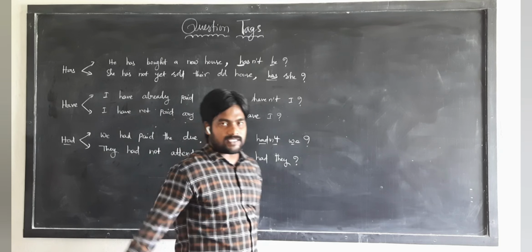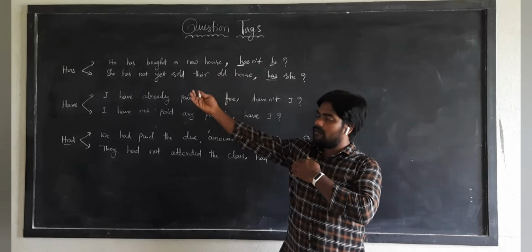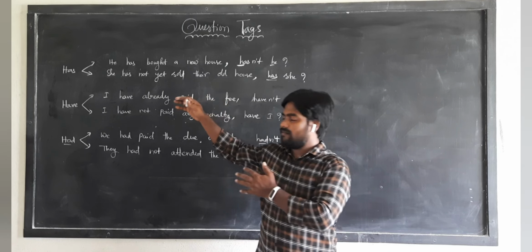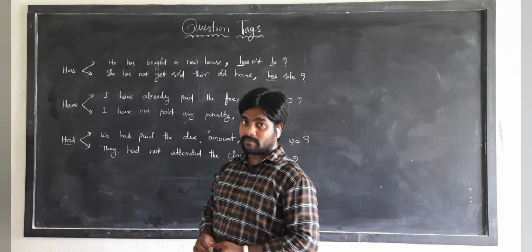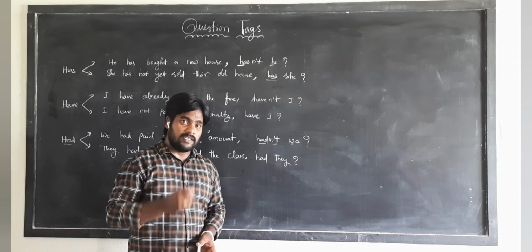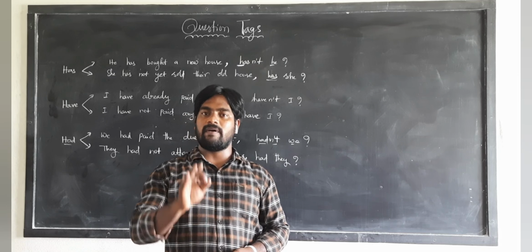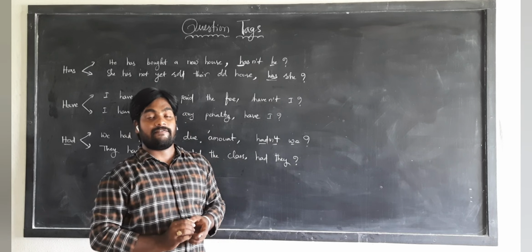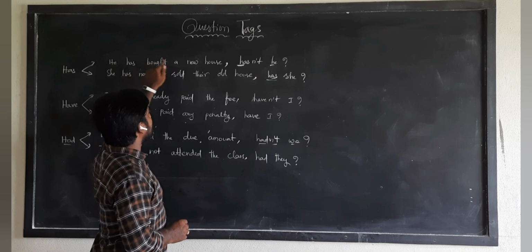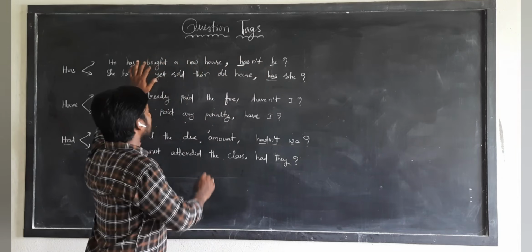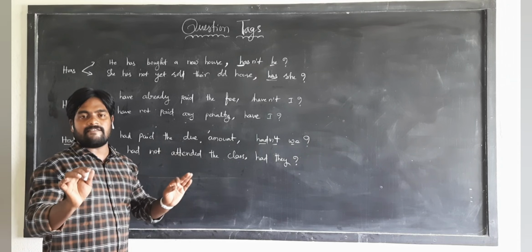So I am a little bit faster here, but still, since you have understood how to make the question tags, we have done this. Hope you are clear. And as I already told you at the beginning of the class, you need to remember three things absolutely. The first one is, if the statement is positive, the tag will be negative. If the statement is negative, the tag will be positive. This is the first and foremost rule.